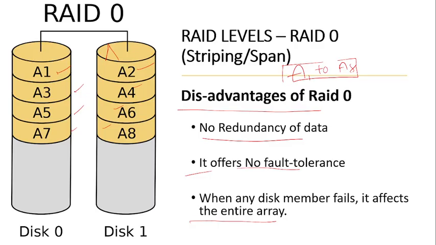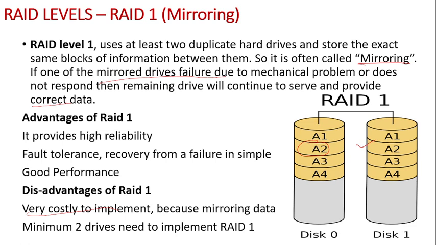The first one is RAID 0, which is also called striping or spanning. That means it divides the original data into different parts and stores them in different disks. The original data is divided into different parts and each part is stored in a separate disk.